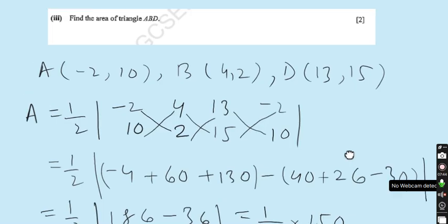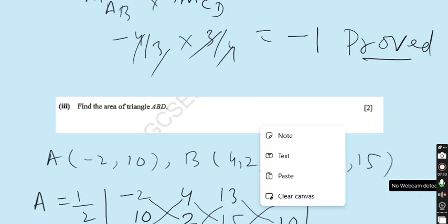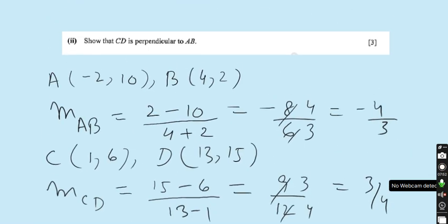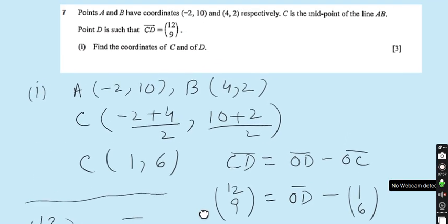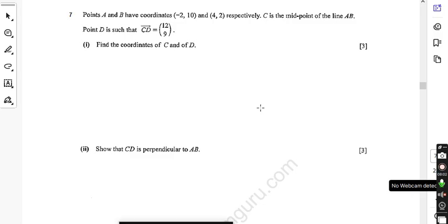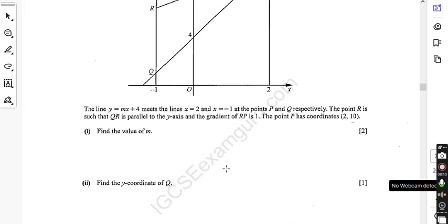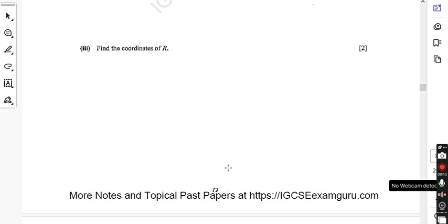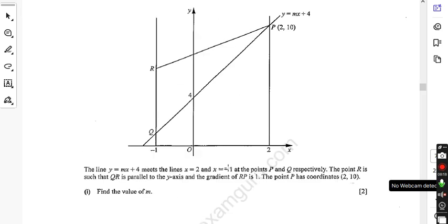So hope you understand all parts. Find the area of triangle ABD. The second part is show that CD is perpendicular to AB. And the first part is very interesting: find the coordinates of C and D. So in next lecture, we will do question number 8, which came in June 2015.